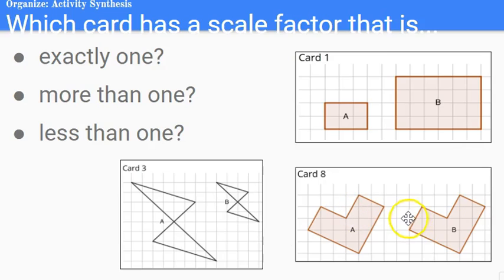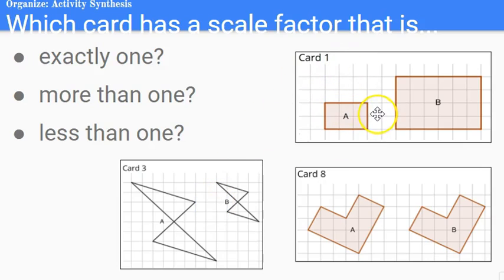Yeah, it's this one, right? Because if we look, we've got the same units being used to make each of the lines, the same distances for every part. So this one has exactly 1 for the ratio. This is a 1-to-1 ratio. What about the other 2? Well, one of them is more than 1 and one is less than 1.